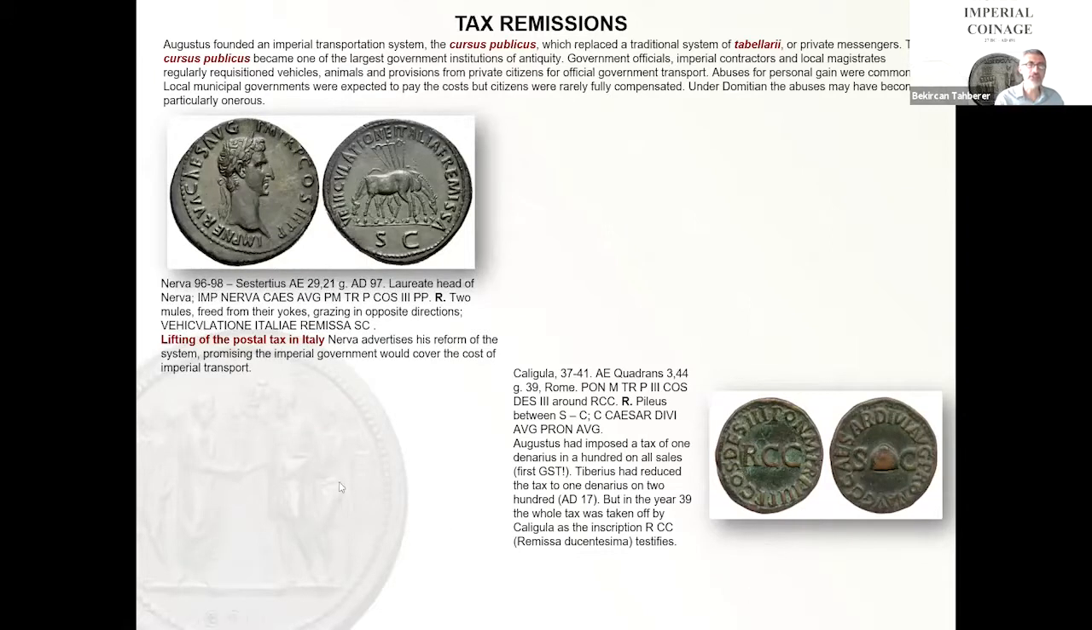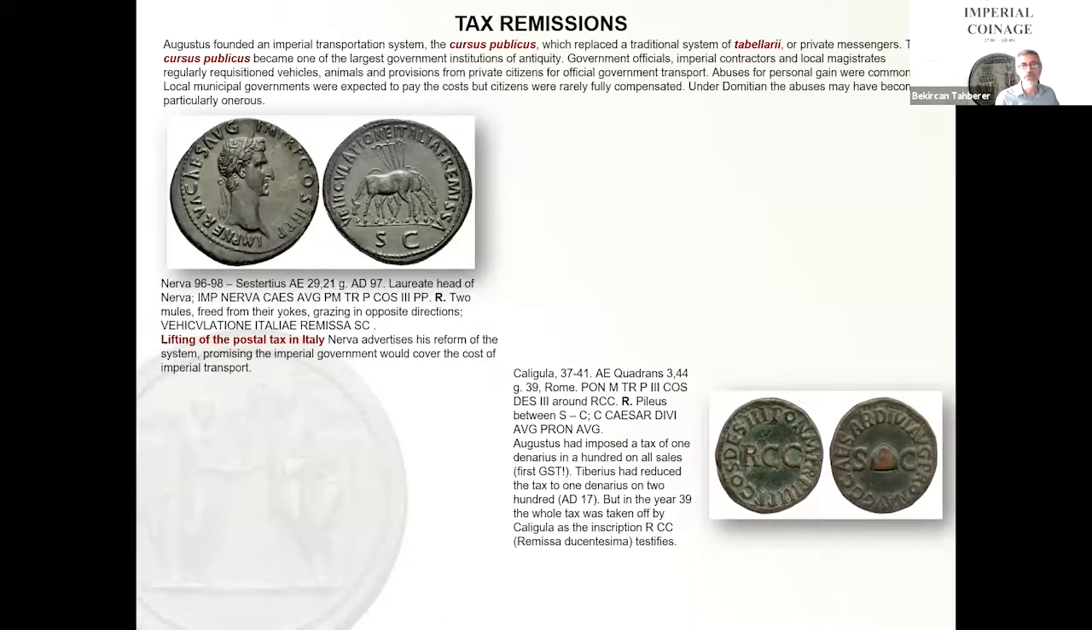Here is a very interesting coin by Nerva. There's not much to say about Nerva. His reign was only 2 years. However, his achievements are not to be underestimated. And one of the achievements is the lifting of the postal tax in Italy. On this coin, Nerva advertises his reform of the system, promising the imperial government would cover the cost of imperial transport. So during the time of Augustus, they imposed a tax on the postage system.